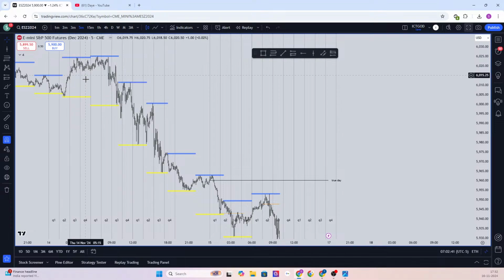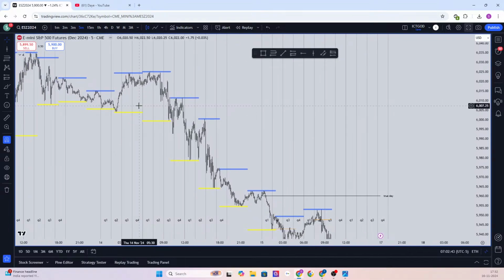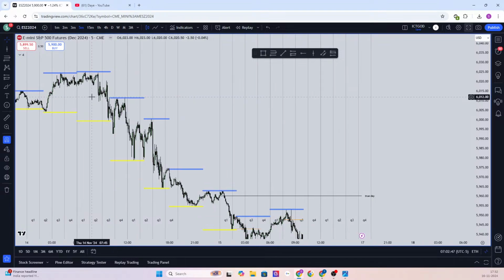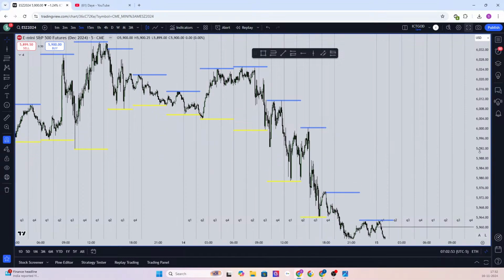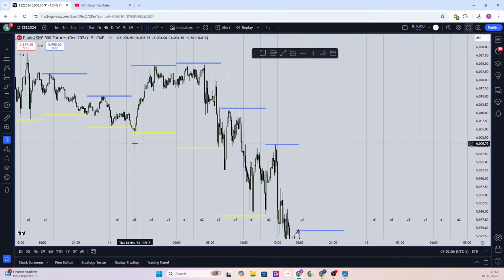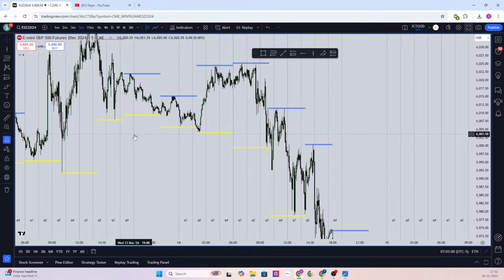This blue and yellow line, these are the 4 hour highs and lows. I'll just give you a gist of why I have it. If you see the start of every 4 hour, it's mostly at a session start. So let's say this is the start of the day, the 18 hour.